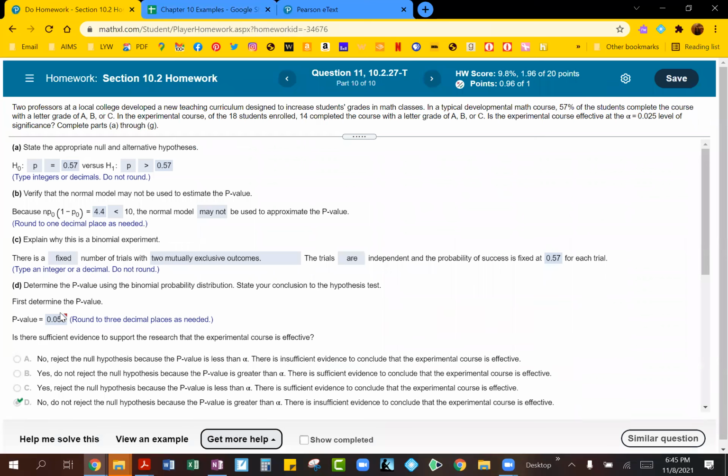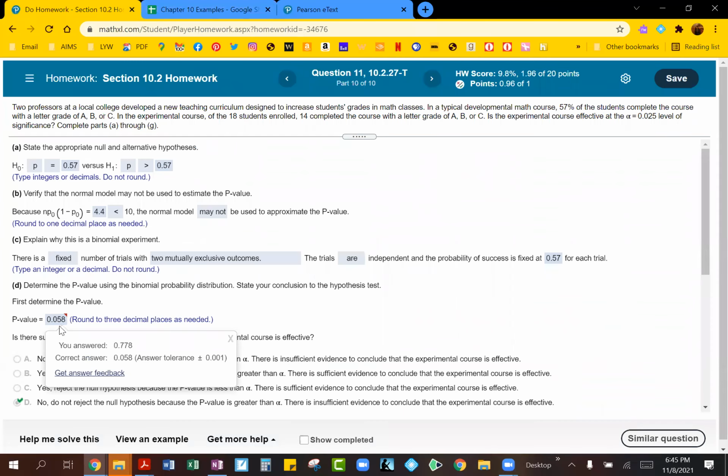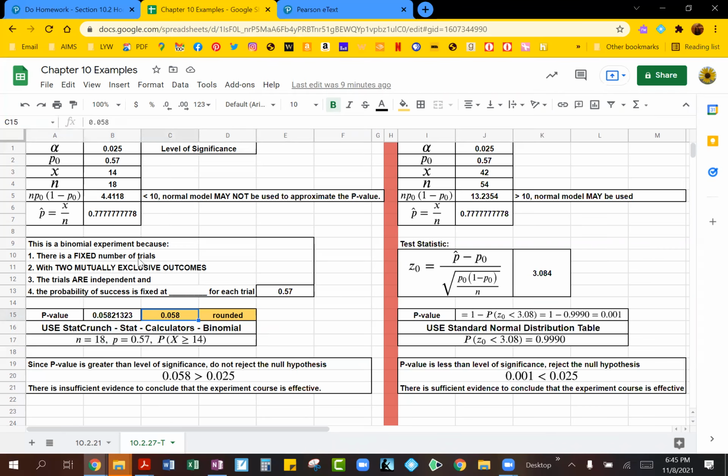Obviously, as you can see, I had initially miscalculated this and I put in that p hat value of X divided by N, the 0.777 that I had over here, but that was obviously the incorrect answer. So the right one should be the 0.058. So now you know how to calculate that.